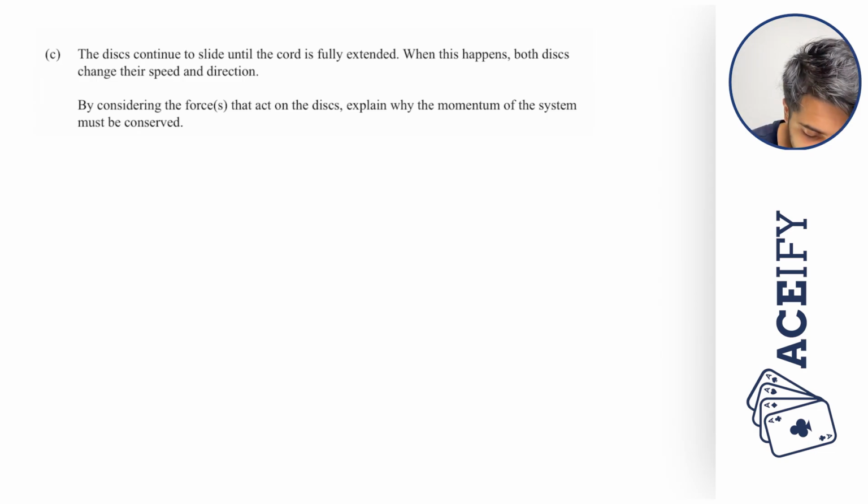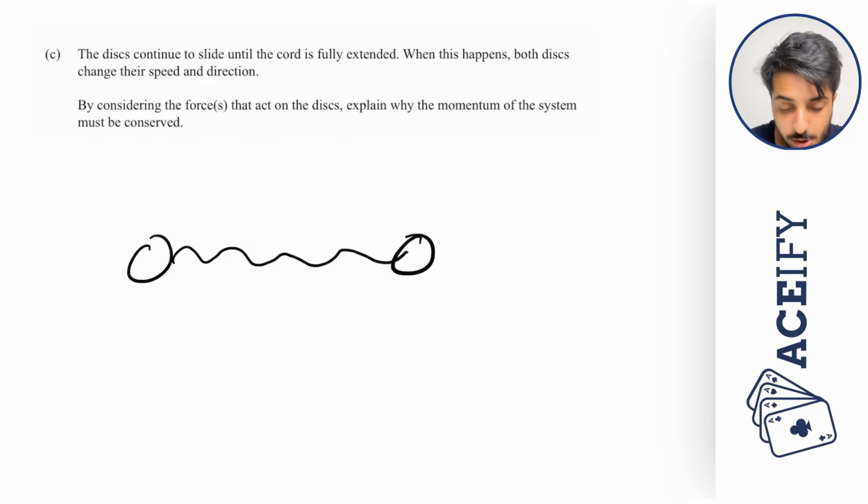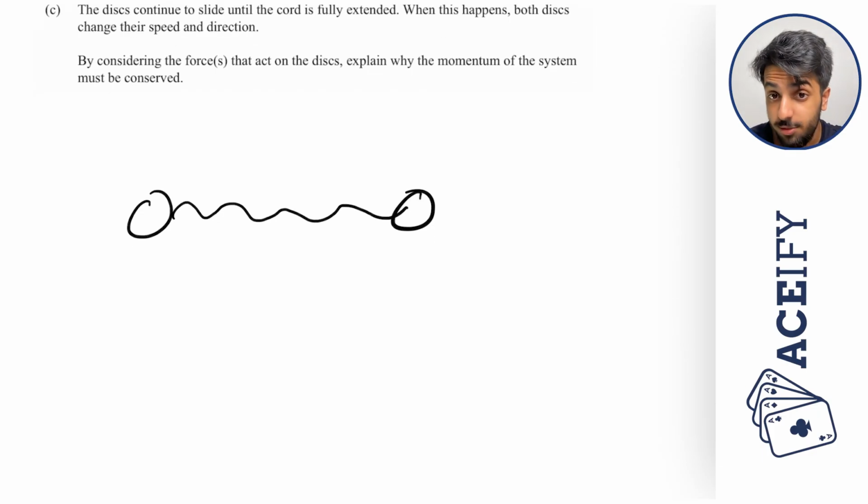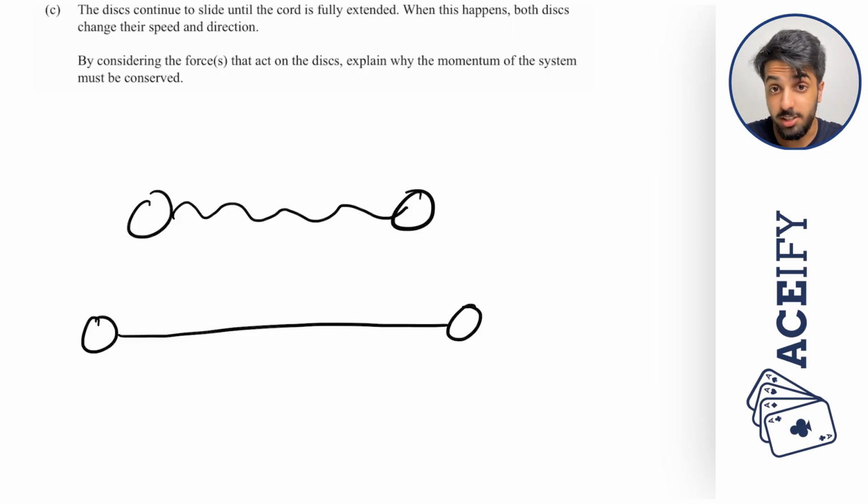So we can imagine a simplified version where we have our string in between our two masses. Now I've drawn the string like that to signify that the string is loose. Now when the cord is fully extended, we can imagine it as a straight line, right? It's fully taut. The only force that is going to be present is the tension force in the string, right? Now because this is an internal force, not an external force, the momentum of the system will not change. Neither will the velocity of the center of mass. The velocity of the center of mass will remain the same.